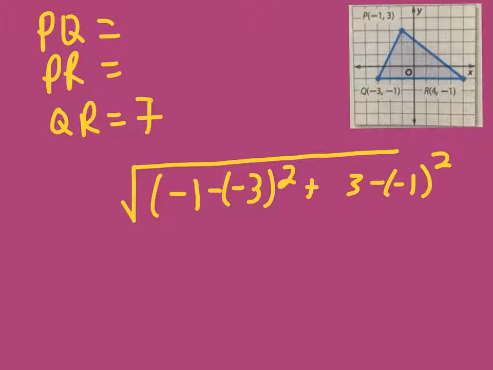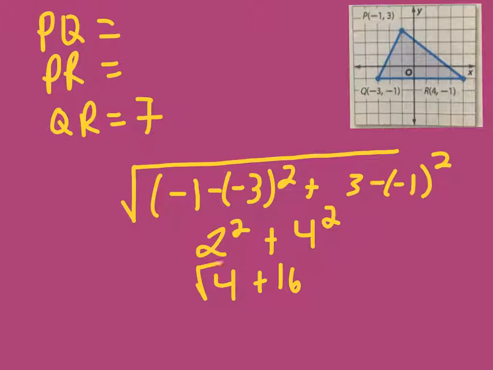Now, we're just going to solve what's underneath the radical. Negative 1 plus 3 is going to be 2, so that's 2 squared. 3 plus 1 is going to be 4 squared. 2 squared is 4, plus 16. And the square root of all that, so the square root of 20. And the square root of 20 is something around 4.5. So really what we're looking at is that Q to P, there we go, is 4.5. And write that down so we don't forget.